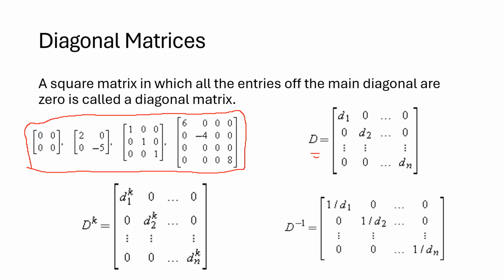A diagonal matrix is invertible if and only if all of its diagonal entries are non-zero. In this case, the inverse of the matrix D is this one. And of course, powers of diagonal matrices are easy to compute. We are going to have this kind of expression.